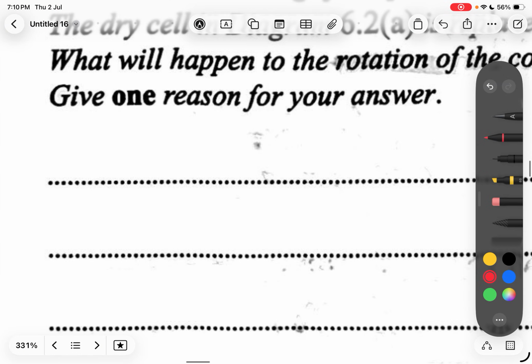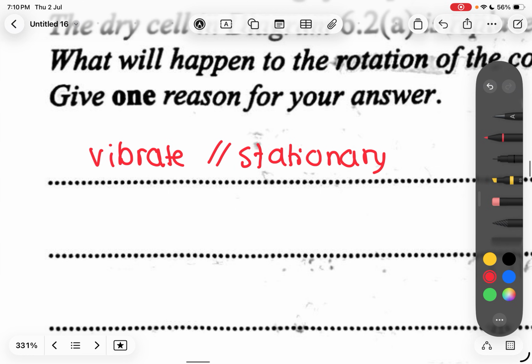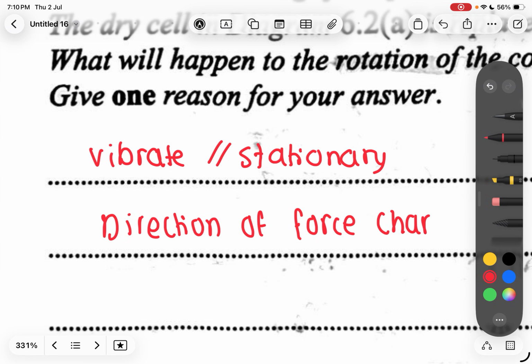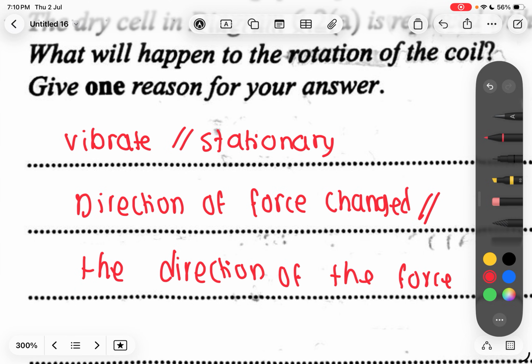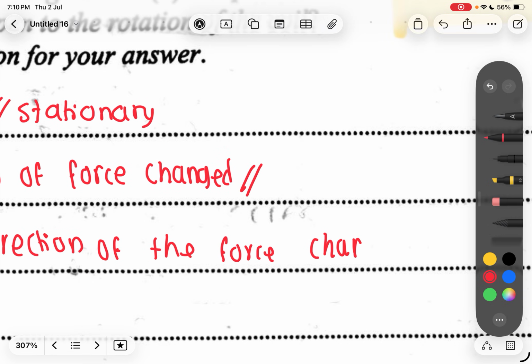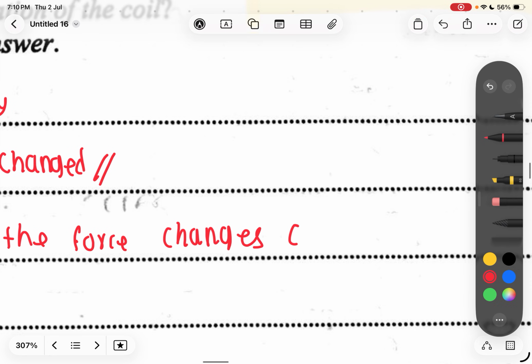So the answer given is this. You can either say vibrate, or you can say stationary. And then the direction of force changed. Or you can say the direction of the force changes continuously.